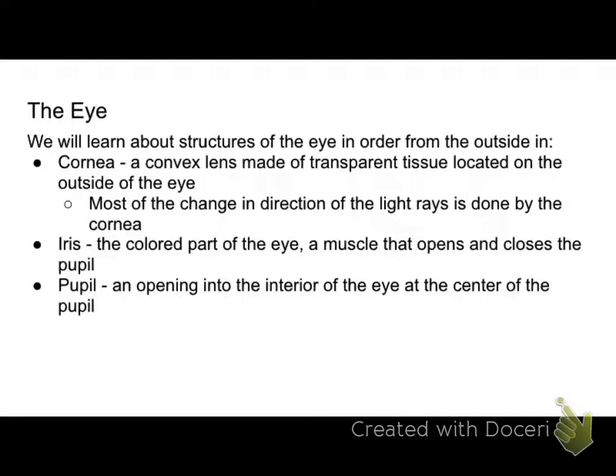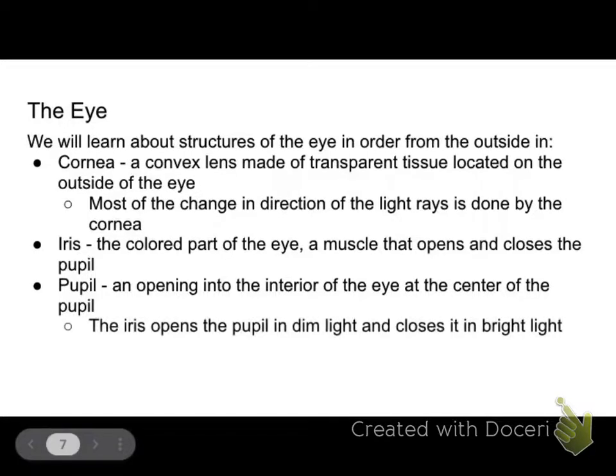But if you're in very dim light, your iris muscle is going to relax and open that pupil way up wide to allow as much light as possible into your eye. And if you go into bright light, then your iris is going to contract and close that pupil off, so it's almost just a pinprick, and let in minimal light because there's lots of light available and you don't want to damage your eyes with it.